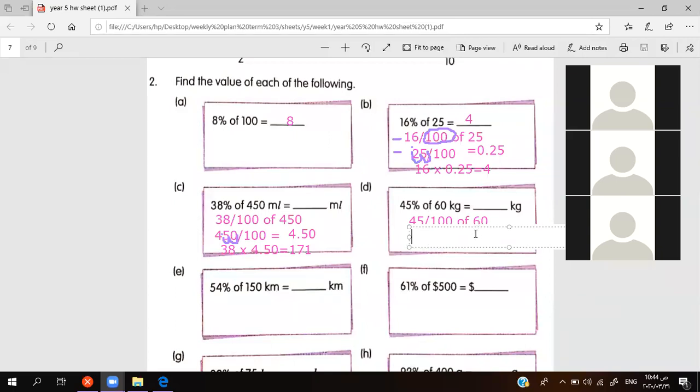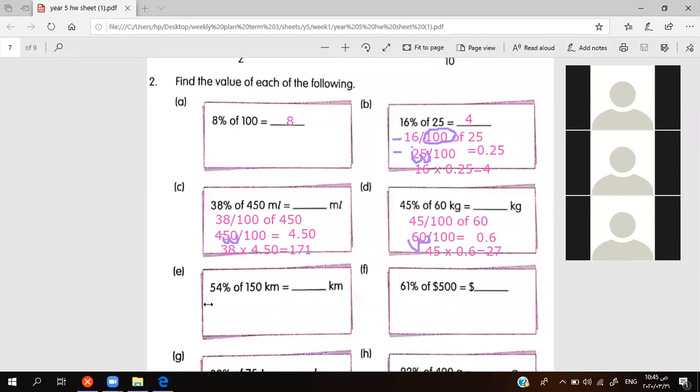Here I have to make 60 divided by the denominator. So 60 divided by 100. I will move my decimal 2 places to 0.60, or 0.6. Remember, what I got here is 1%. How many percent does he want? 45%. So 45 times 0.6. It's times, not plus. So it's going to give me 27.